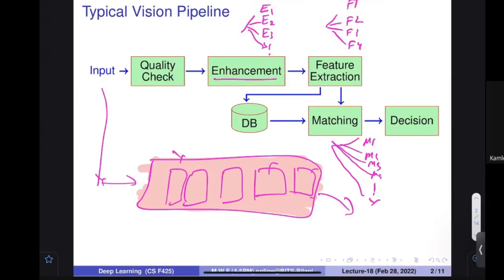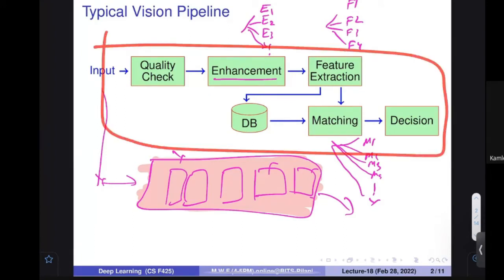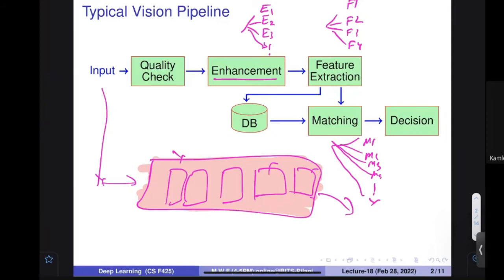So in handcrafted methods, when people want to develop any kind of system, they have to understand by themselves that if I am going to use this feature, I have to use this kind of feature enhancement, and I have to use this kind of matching strategy. All these things the programmer has to decide: what is the right way to do it.